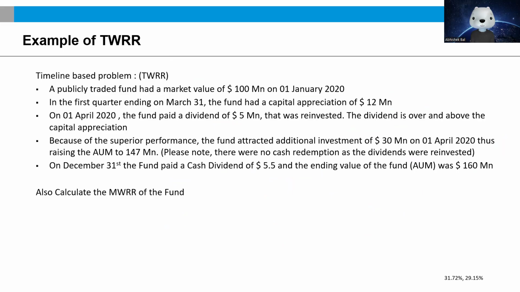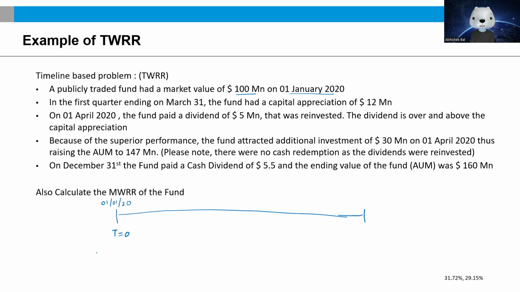Let's see what it says. A publicly traded fund had a market value of 100 on January 1, 2020. So there are certain narratives that's being presented out here. All that I want you to do is to, as before, create the timeline, draw the timeline. This is the most important piece of the whole problem. Whenever you're starting, that is t is equal to 0. And that t is equal to 0 happens to be 1st of January, 2020.